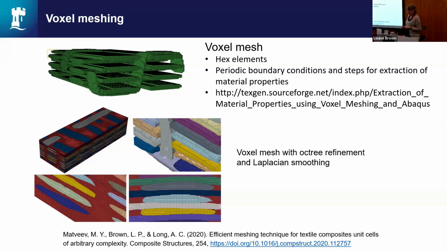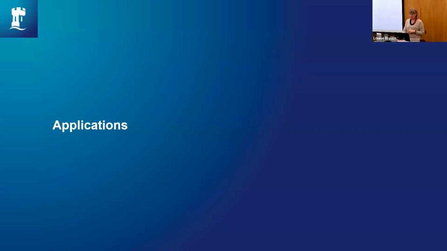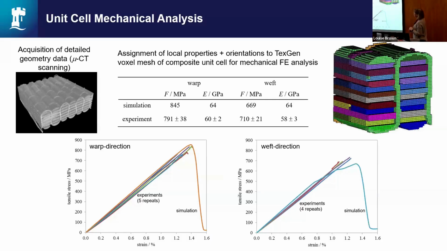So some applications can use TexGen for unit cell mechanical analysis. This was that orthogonal material, where the yarns go up and down each alternate stack. This was done for the whole composite, but just for clarity to show what's going on, the matrix voxels have been taken out.